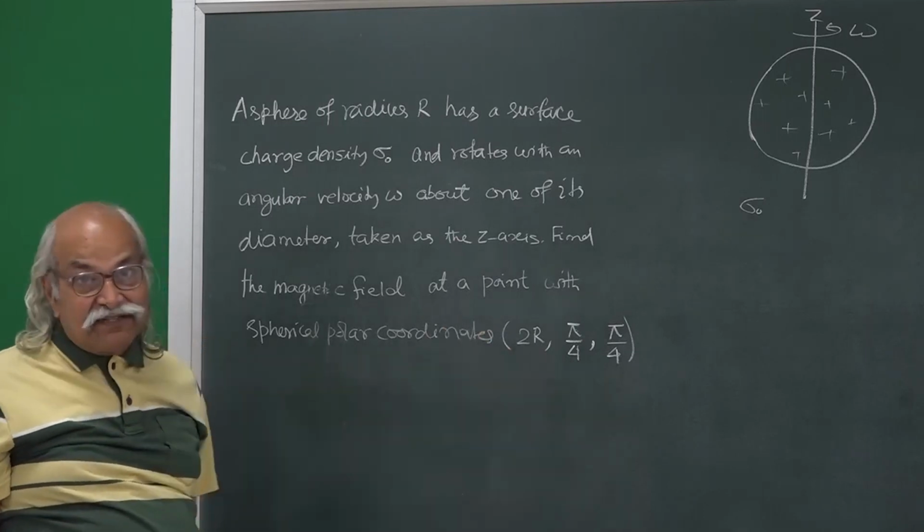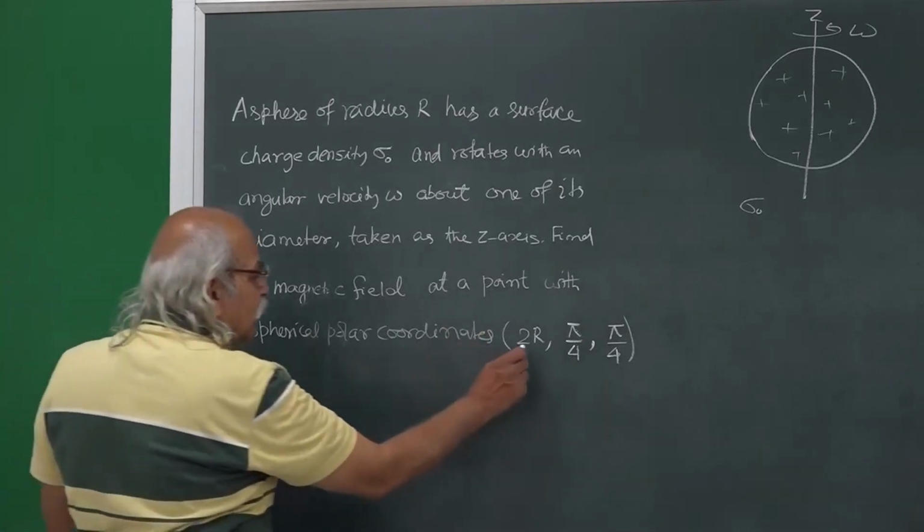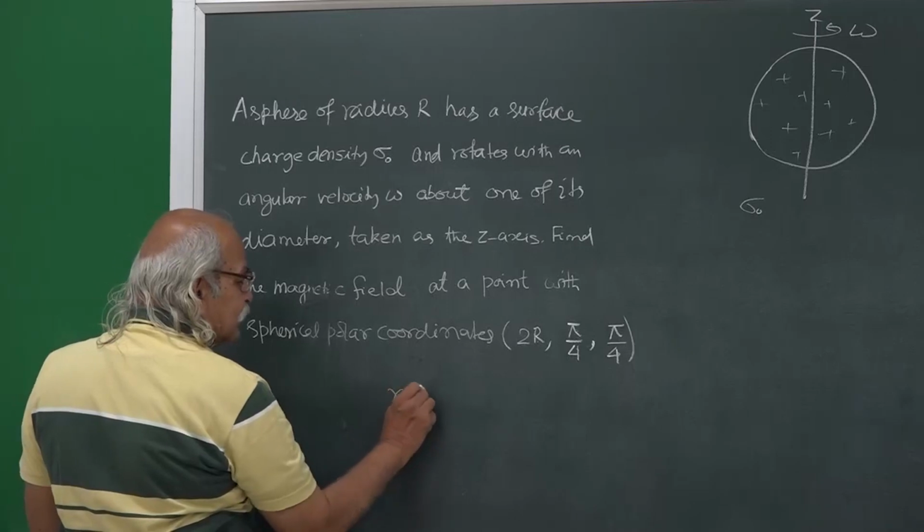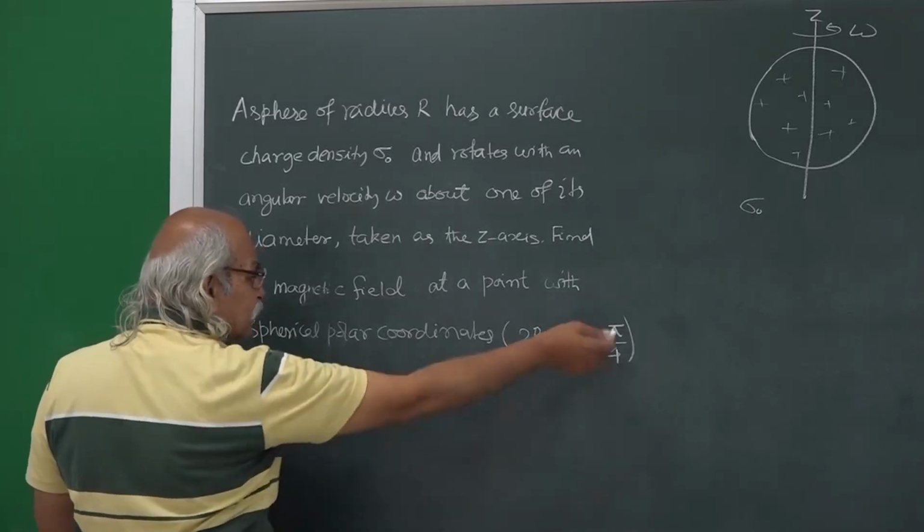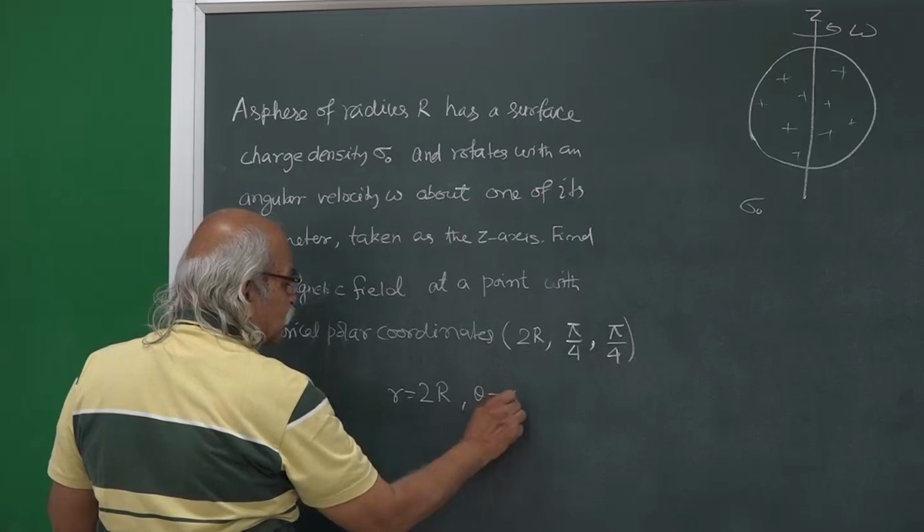The significance of this is that small r is 2 capital R, and of course theta and phi are pi by 4, pi by 4.